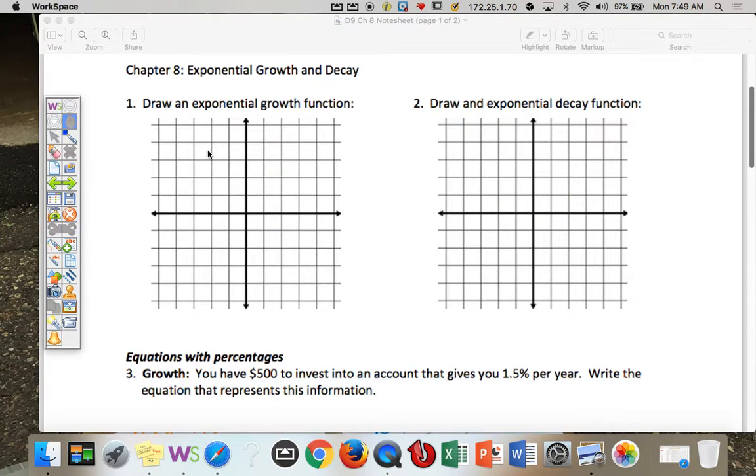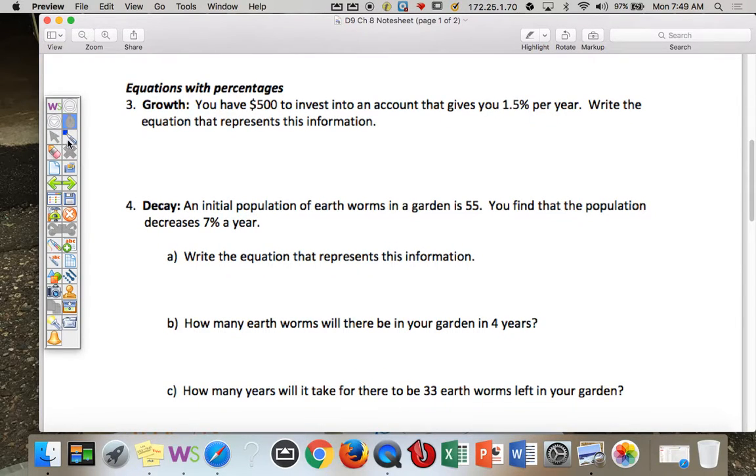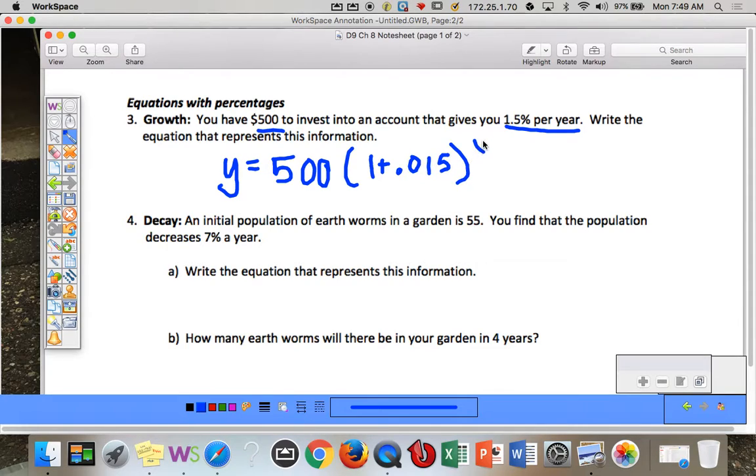We looked at equations with percentages. So an example of exponential growth: you have $500 to invest into an account that gives you 1.5% per year. Write the equation that represents this information. For exponential growth and decay, we start with the starting value, y equals 500. If it's growing, we have 1 plus 1.5% changed to a decimal, and you can do that by dividing by 100 or moving the decimal place to the left twice. So this would be 0.015 to the x power.